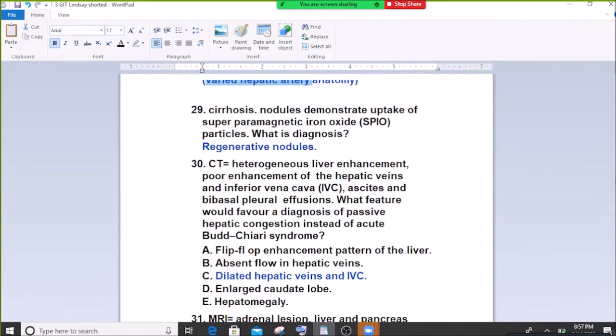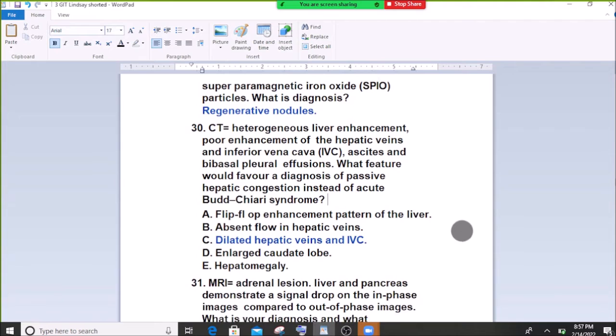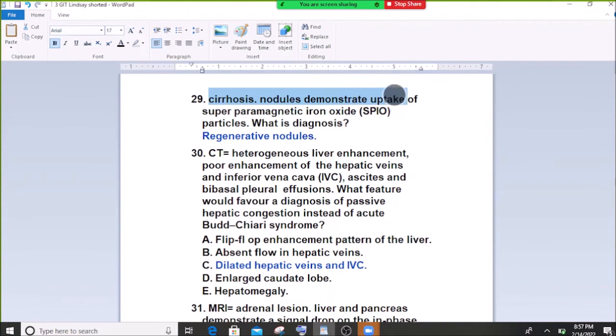Question number 29. Cirrhosis. The patient has cirrhosis, with nodules demonstrating uptake of superparamagnetic iron oxide particles. Diagnosis: regenerative nodules.